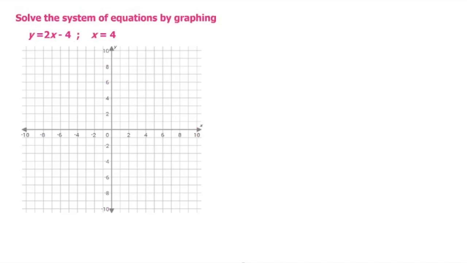In this lesson, I'm going to teach you how to solve a system of equations by graphing. So here we have our problem. It says solve the system of equations by graphing. And we have our graph paper ready. And we have the two equations, y equals 2x minus 4, and then our other equation, x equals 4.